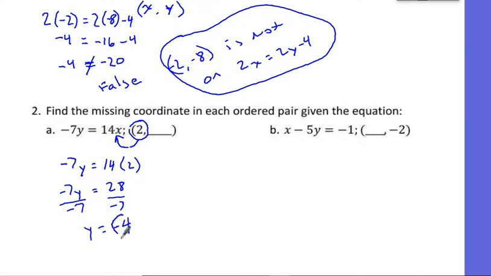And that is the value that will be substituted up in here to get 2, negative 4 as the point that is on the line defined by negative 7y equals 14x, the point 2, negative 4.